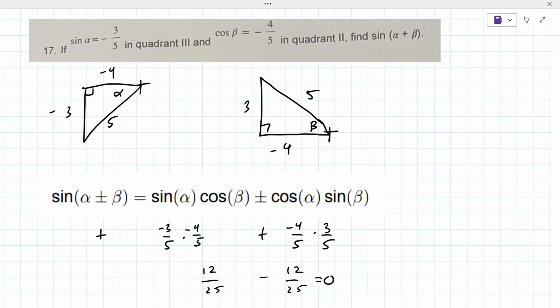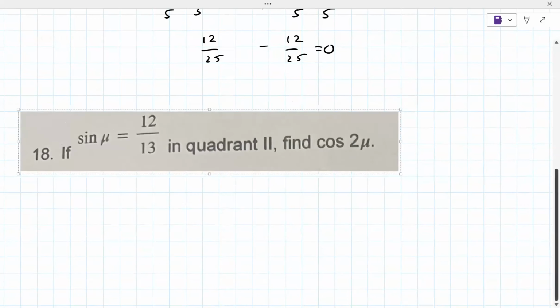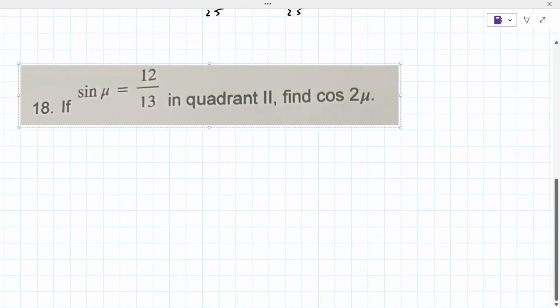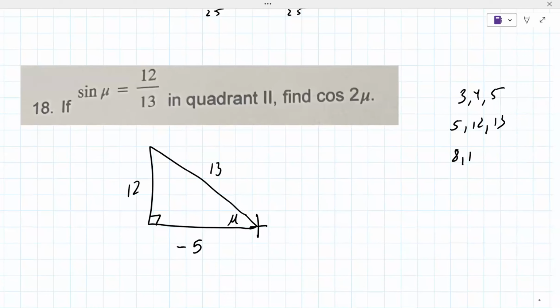Okay, so on to number 18. Let's look at 18. Okay, so you're in quadrant 2. You've got to be able to draw the triangle in quadrant 2. That's mu. Sine is 12 over 13. This ends up being minus 5 with the Pythagorean theorem and Pythagorean triples. Those might be worth including on your reference sheet, some of those Pythagorean triples. There's an infinite number of them, but maybe the first few.